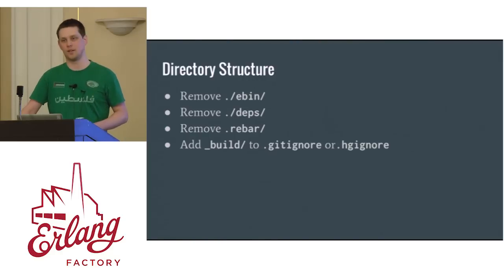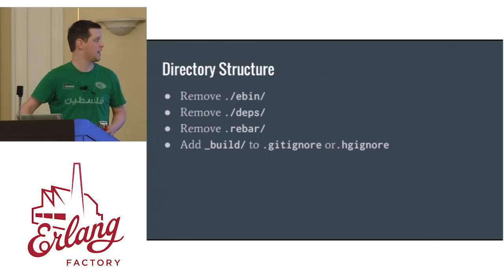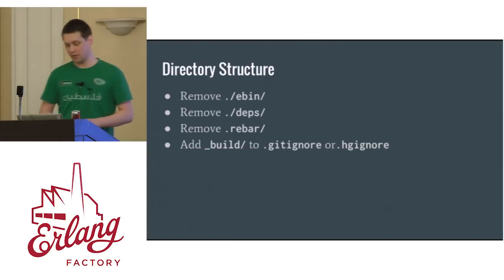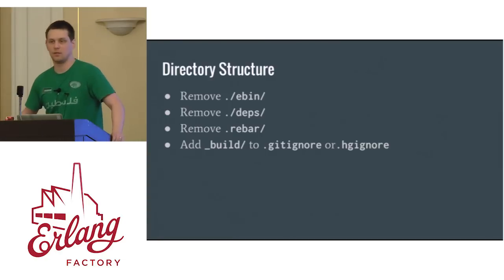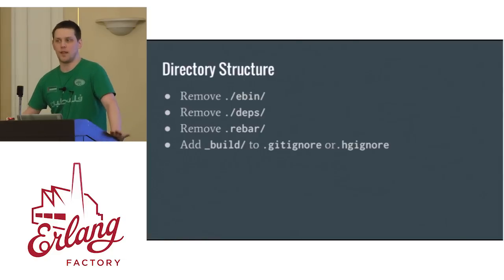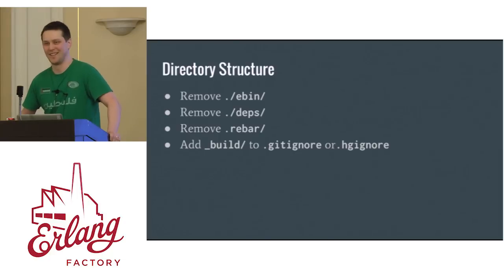They start running it and Rebar3 gets confused. Obviously remove .rebar. And you should only have to add _build to your ignore files. The goal is that everything that's generated is under _build, and that way you have one thing to exclude and you have one thing that you can blow away when everything goes wrong and you need to start over.